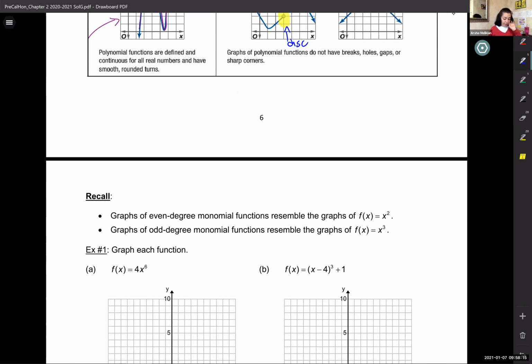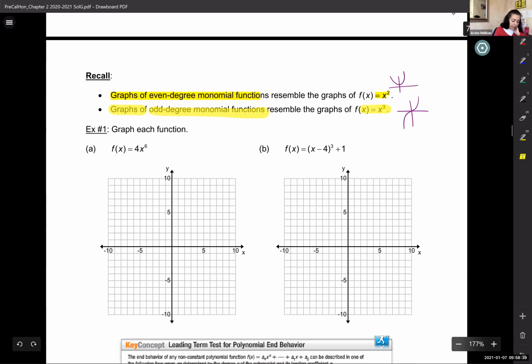So what we learned in the last lesson was that graphs of even degree monomial functions look like x squared, right? Like this. Graphs of odd degree monomial functions look like x cubed. Having that in mind, let's practice graphing one more time. If you have a function like this, 4x to the 6, remember when x is 0, y is 0? When x is 1, y is 4.